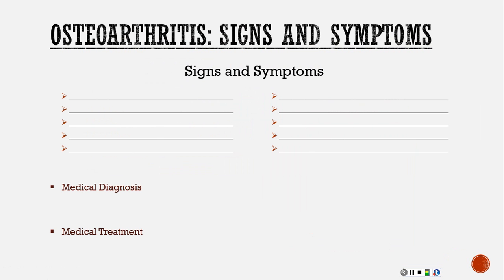The big thing is you're going to have the joint pain, not always bilateral. Usually it's unilateral joint pain in one or more extremities or one or more joints. You're not going to have the same signs bilaterally. Now, medical diagnosis is based on the health history and also radiologic studies.